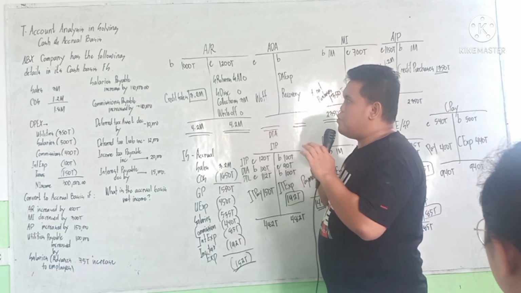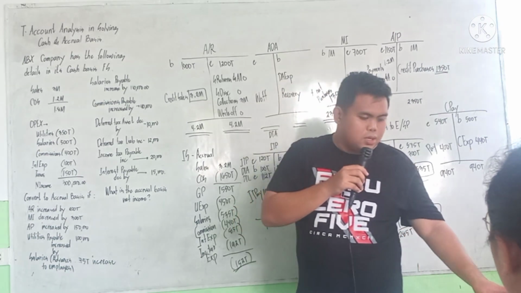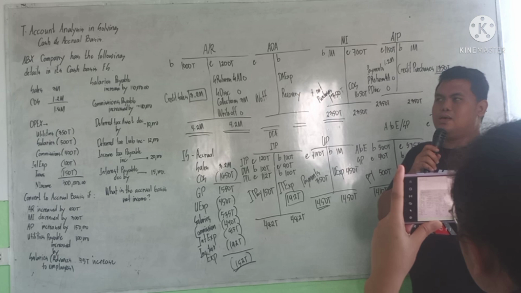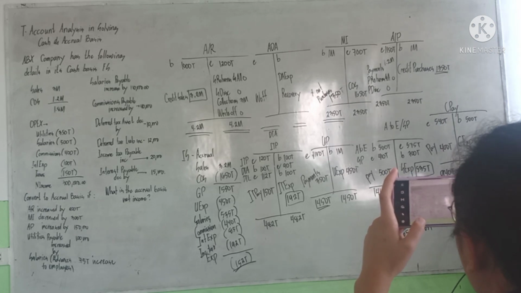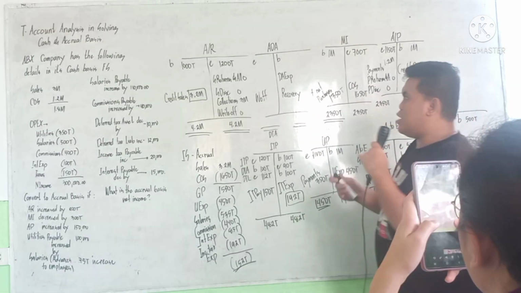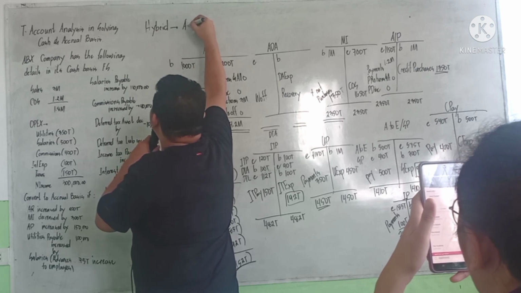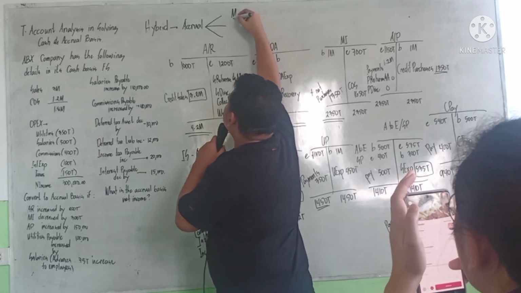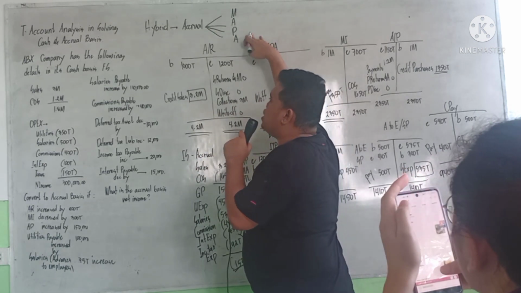Okay? And last thing, before we end this cash and accrual basis, we have what do we call the hybrid method, hybrid accounting. The hybrid accounting is the middle sa cash basis and accrual basis. So the hybrid is generally cash basis, except for 4 items. So pag hybrid accounting ang ginagamit, accrual siya sa mga items na apil sa mapa. And if ever wala sa mapa, then cash basis na siya.